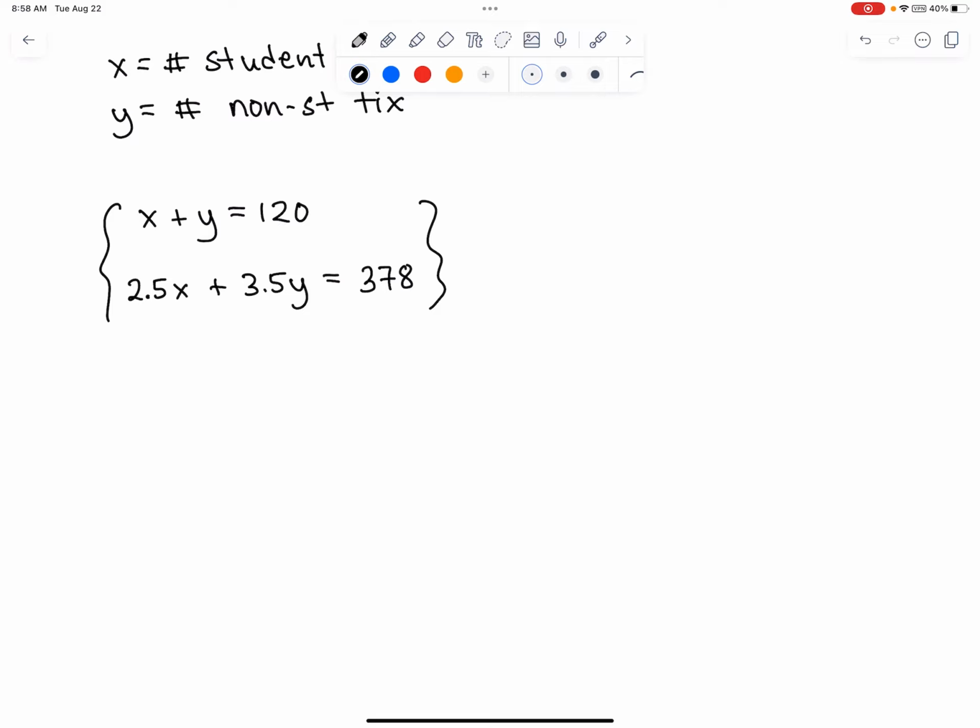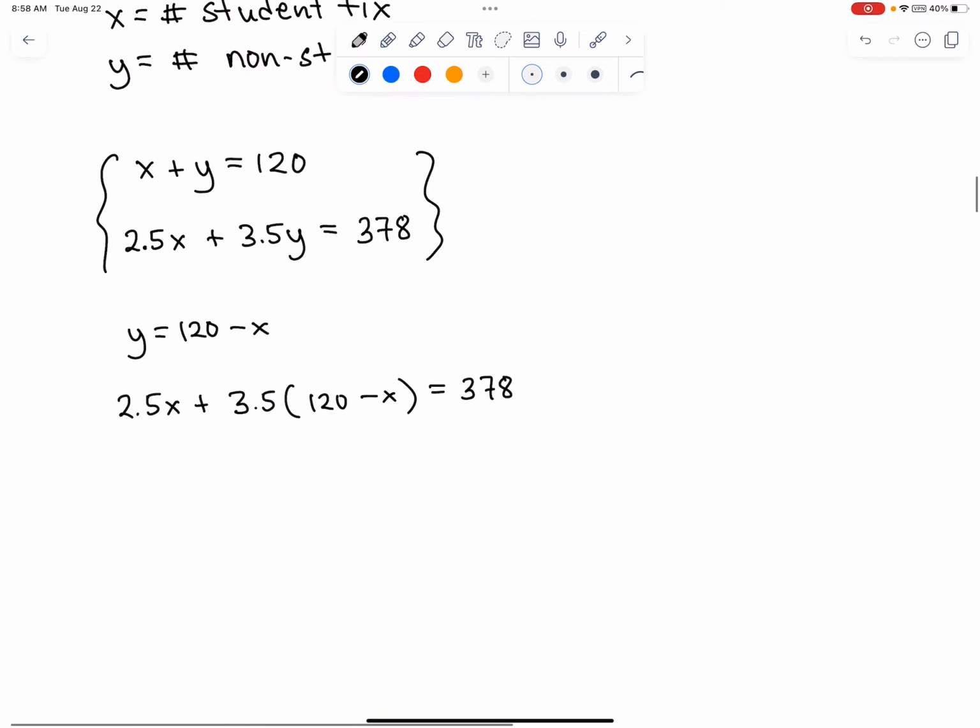Doing that, I'll solve for Y. We get Y is equal to 120 minus X. Now, once you use one of the equations to isolate a variable, then you substitute that expression into the second equation, into the other equation. And so this leads to, now rewriting the revenue equation, we have 2.5x plus 3.5y, and I'll substitute in for y this 120 minus x, and that equals 378. Now this results in an equation that has only one unknown, x, and we can solve for it.